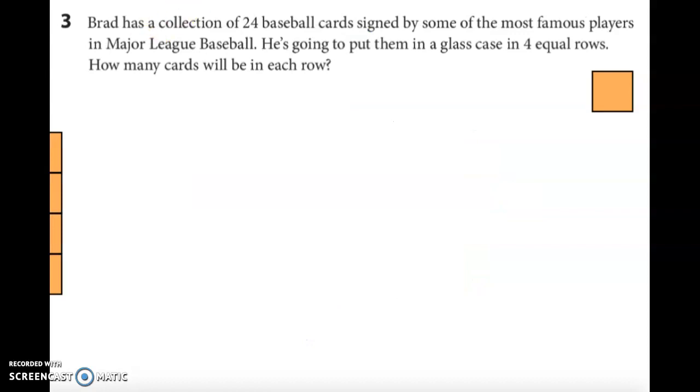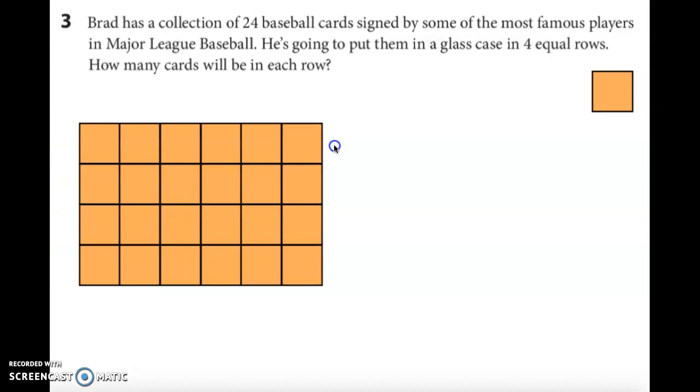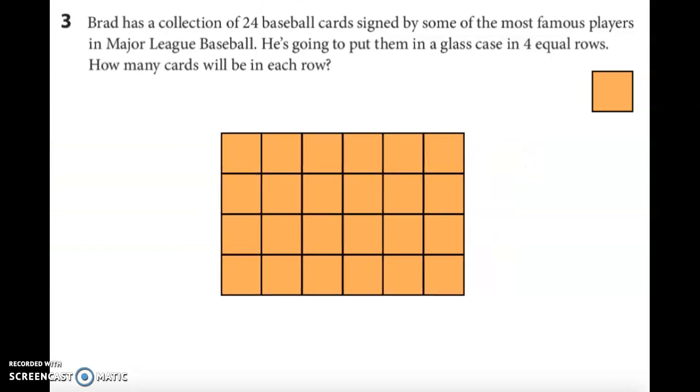So, Brad has a collection of 24 baseball cards signed by some of the most famous players in Major League Baseball. He's going to put them in a glass case in 4 equal rows. How many cards will be in each row? Now, I hear some of you saying, we're dealing with the same numbers as before. He's saying there's going to be 24 in all. Isn't that what we heard at the beginning? 24 baseball cards in all.